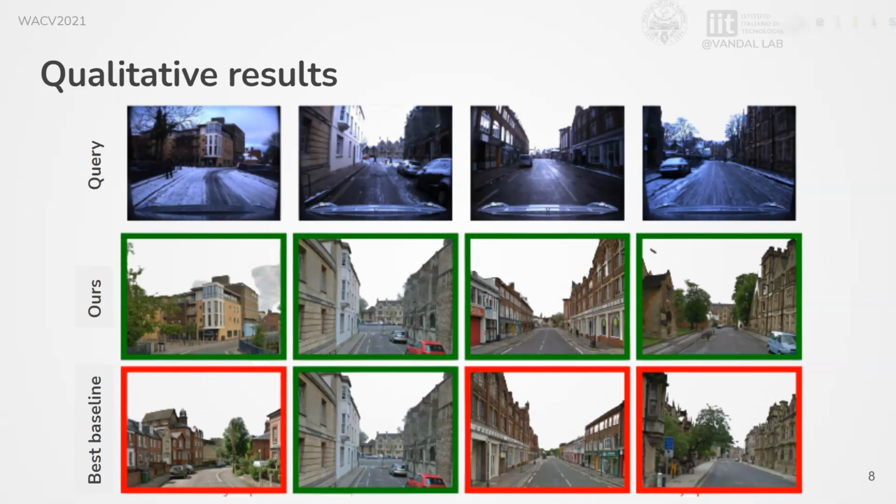Here you can see some qualitative results from the snow target domain. You can find more quantitative and qualitative results in our paper.